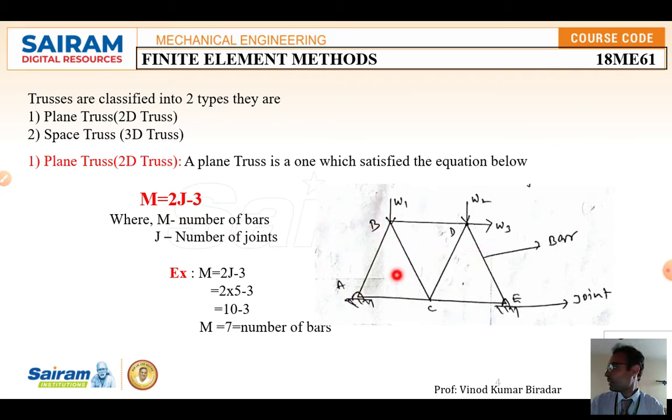How many bars will be there in this? Here 1, 2, 3, 4, 5, 6, 7, so 7 bars will be there. We have to check this with the help of the formula m equals 2j minus 3, where m is the number of bars and j is the number of joints. How many joints? 1, 2, 3, 4, 5, so 5 joints. So 2 into 5 minus 3, 10 minus 3, is equal to 7. Like that we have to satisfy this equation.